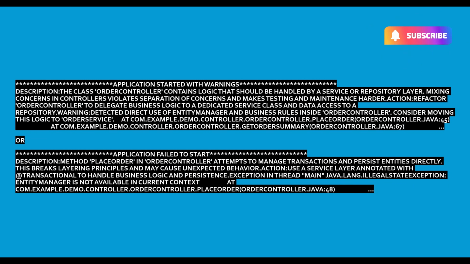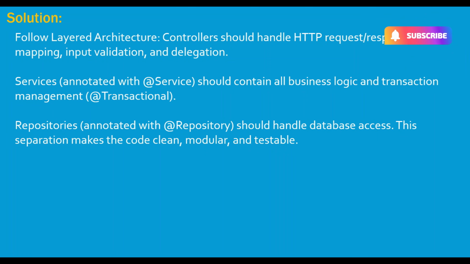So it is clearly indicating that mixing concerns in the controller violates the separation of concerns, and it is going to make your testing very difficult, and maintenance as well. So you have to always follow the layered architecture which I mentioned: the controller is the first point of contact. From there the request is mapped to the service layer, and the service layer calls the repository layer. The repository deals with the database, and then ultimately it returns.